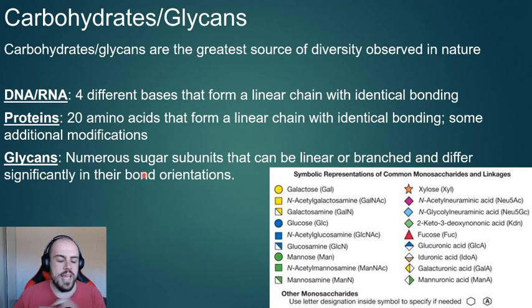Not only do we have a huge variety of different types of sugars, we can then alter those sugars. So we can acetylate them. We can have acetyl groups on there. We can take these amine groups on there. So we can add these different groups.